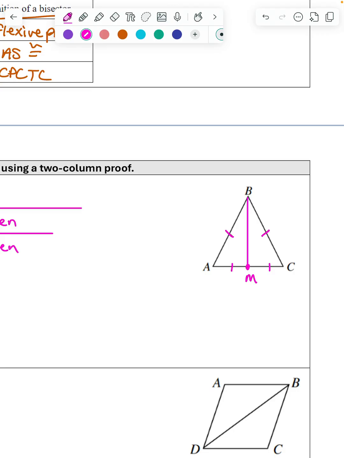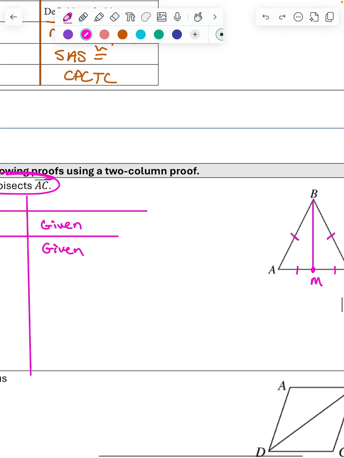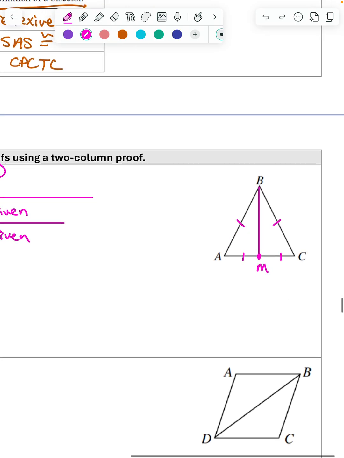Now, this is not a perpendicular bisector. So we are not allowed to say that these are right angles. Okay, that was not given information to us. They might be, but we weren't told that, so we can't use it in our proof.